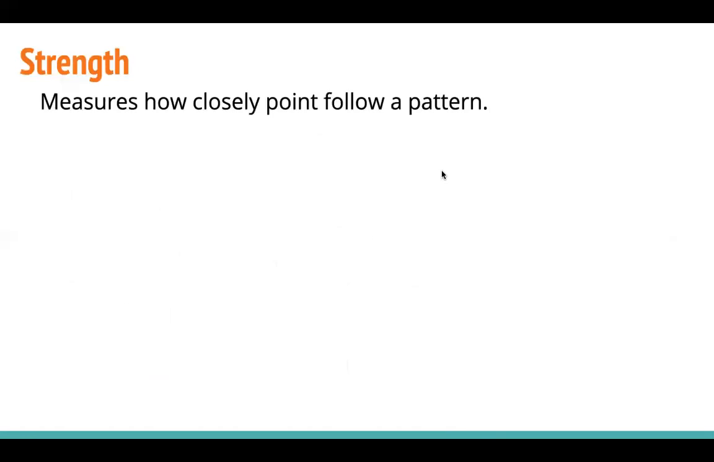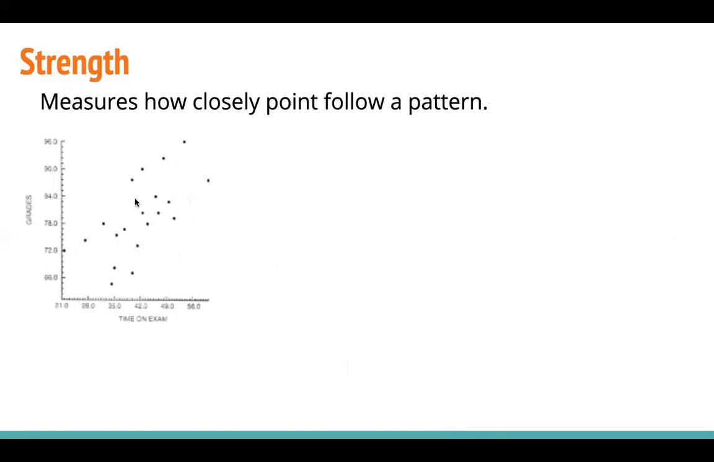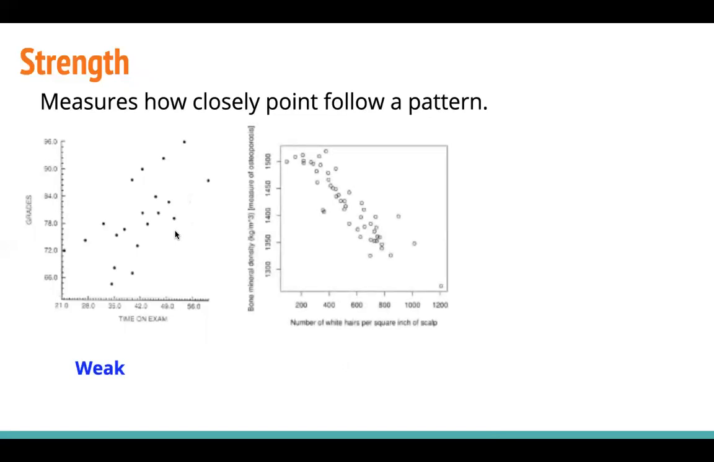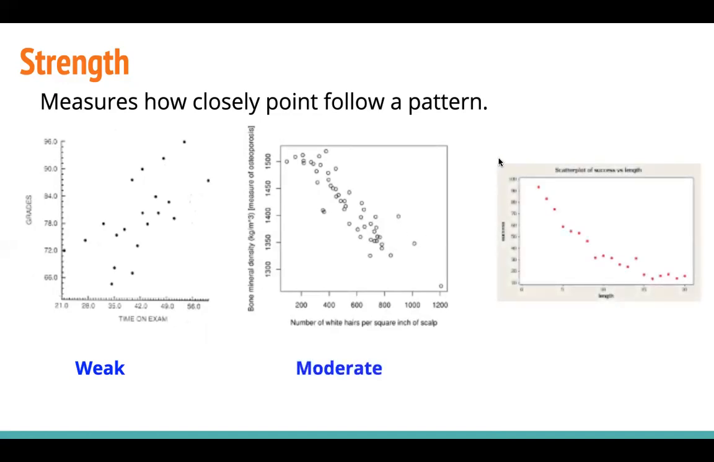Strength measures how closely points follow a pattern. Here, this is one from the previous screen. I can see they're kind of spread out. I would call this weak. Here, they're a little closer together, but there's still a fair amount of scatter. I would call this moderate. And then this one going down here, even though it's curvy, is very strong, because if I put a nice curve in there, those dots would be pretty much in a line in that pattern.